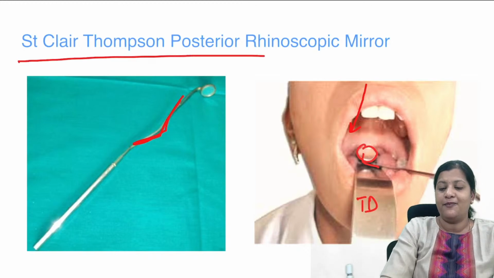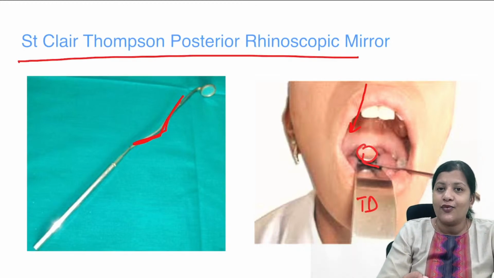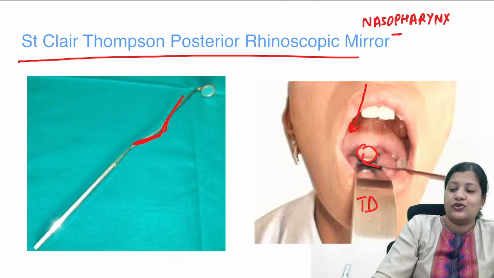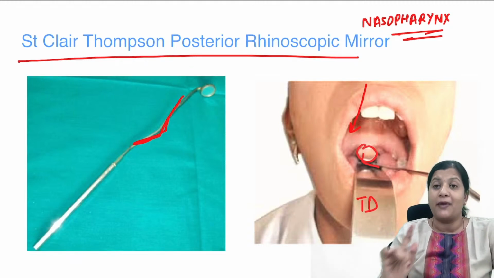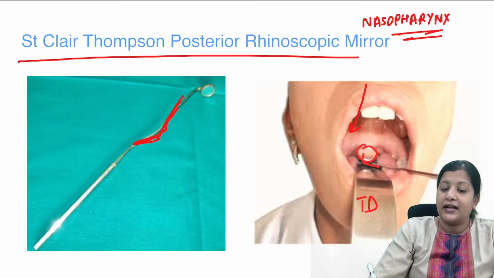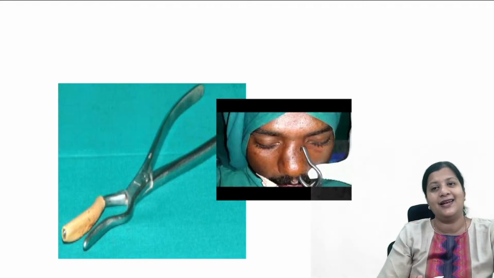So what is the name? St. Clair Thompson posterior rhinoscopic mirror. So whenever we want to visualize the nasopharynx, we use this mirror, which is called as St. Clair Thompson posterior rhinoscopic mirror. Okay, so remember that an ideal mirror does not have a bend, whereas a St. Clair Thompson mirror has a bend. The mirror faces upwards, but in an ideal one we would see the mirror facing downwards.